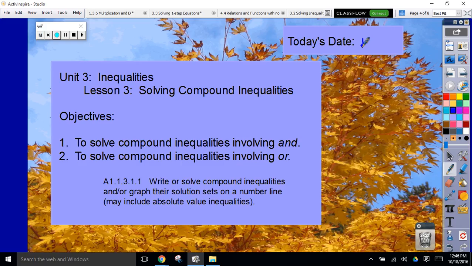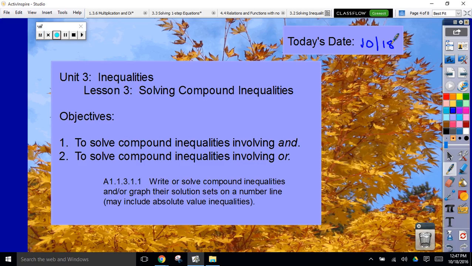Okay, today's date is the 18th. Today we're going to talk about solving compound inequalities. We have two kinds of compound inequalities. We have inequalities that are connected using the word and, and we have inequalities that are connected using the word or. So we're going to talk about strategies for solving both of those.